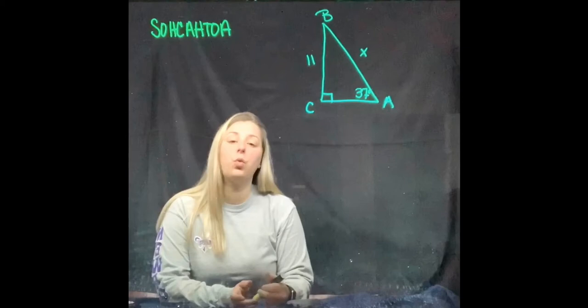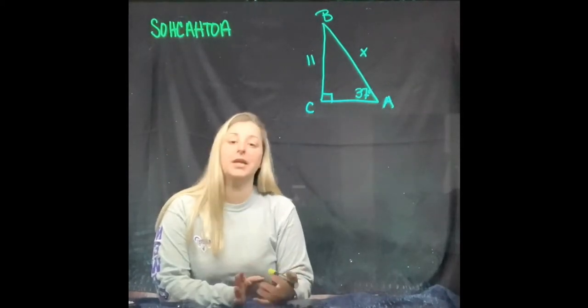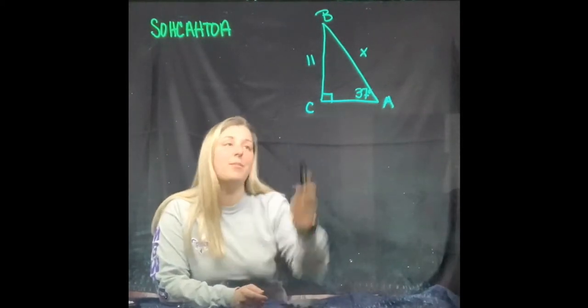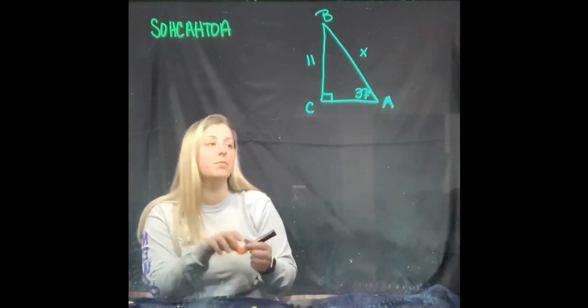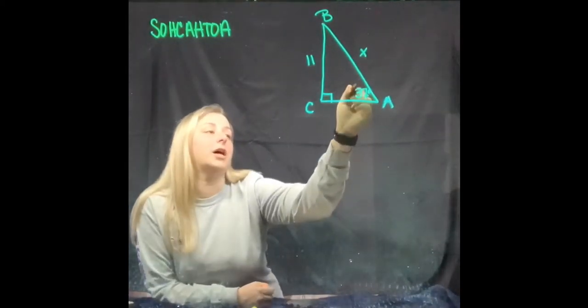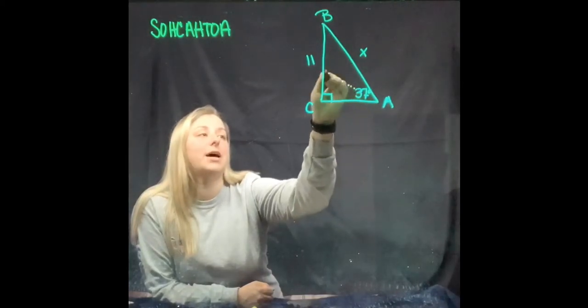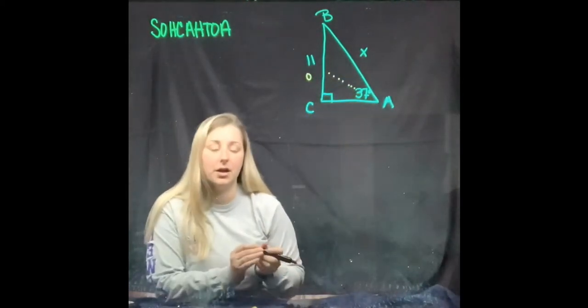So once again, you want to go and label your side lengths based on the angle that you're given. This time I'm not given that top angle, I'm given the bottom angle. So let's go ahead and label. So we've got opposite. If you were to draw a dotted line across to the opposite side, this would be your opposite side length there.